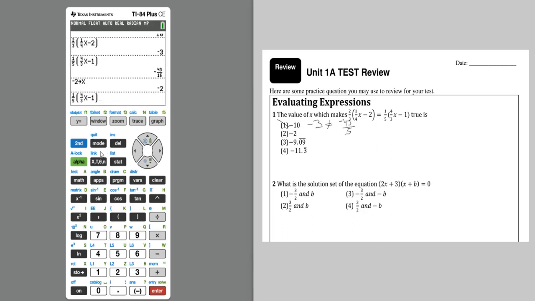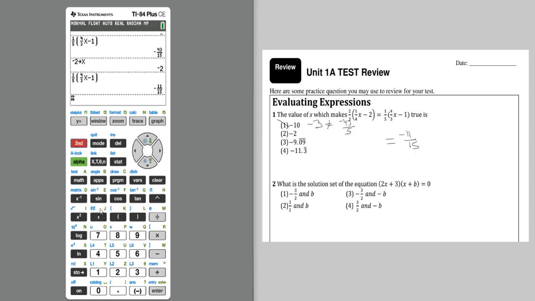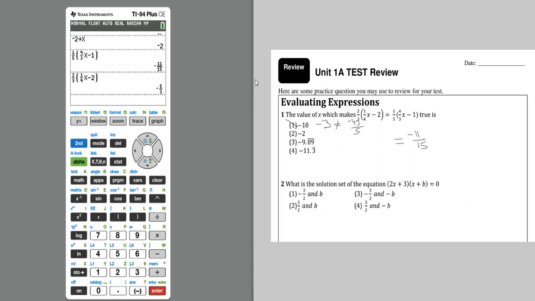So this one is the right side. I get -11/15. Let's see what the left side has. So I'm looking for where it says 2/3. I'm going to hit second enter until I get 2/3. It's going to take a second. There you go. And I get -5/3. Oof. So not choice 2.